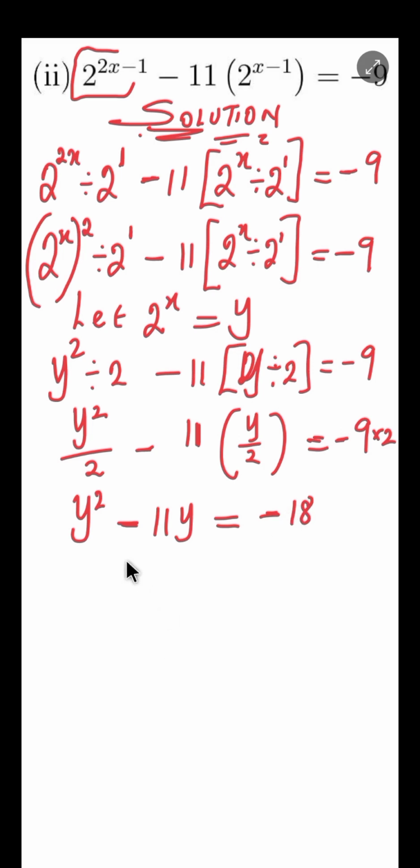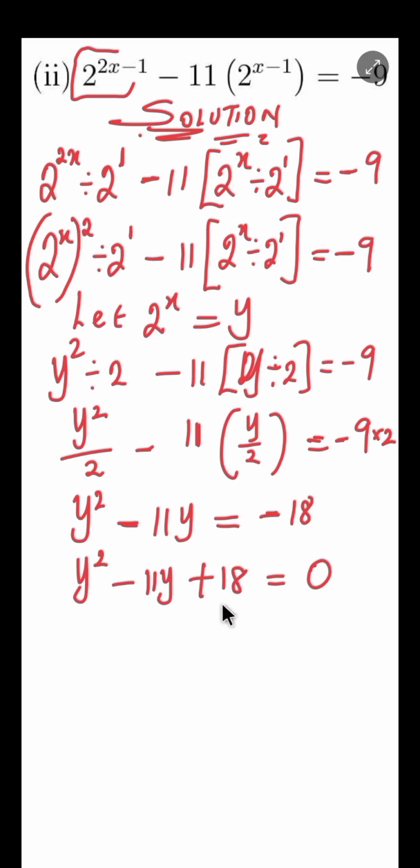In this case, I can decide to collect like terms. By the time we collect like terms, this comes to the left-hand side, we have plus 18 equals 0. Okay, and then when you have something like this, we need to find the factors of 18 such that if you add them together, the result will give us the coefficient of the linear term.